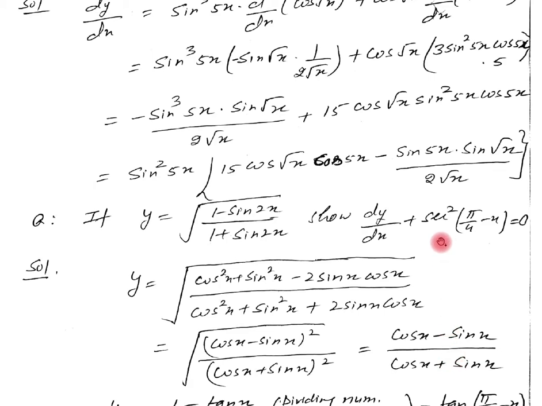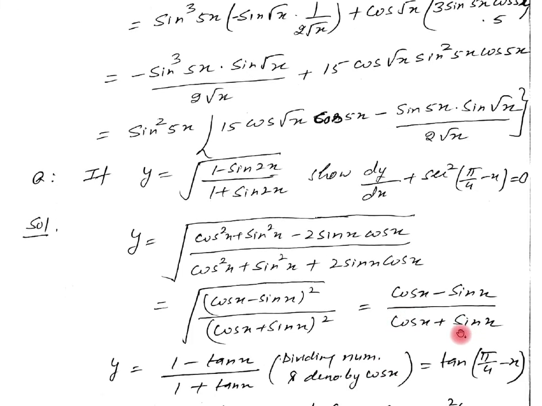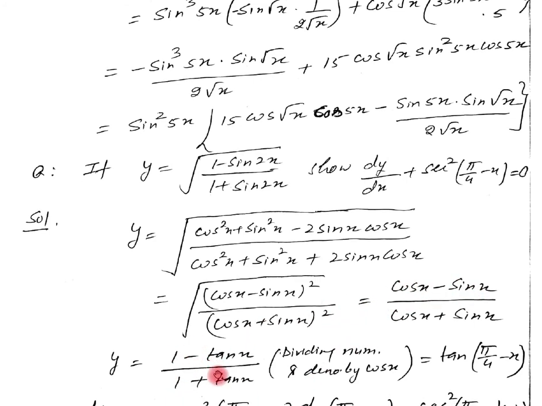Now in the expression we have the secant square, and secant square is the derivative of tan. It means one way or another we have to convert this into tan. Now how to convert it into tan? Let us see. Dividing the numerator and denominator by cos x, because we know sin by cos is tan. First we have simplified, removed the square root, then we get this expression. Now dividing the numerator and denominator by cos x, cos x by cos x is 1, so it becomes 1 minus tan x upon 1 plus tan x.